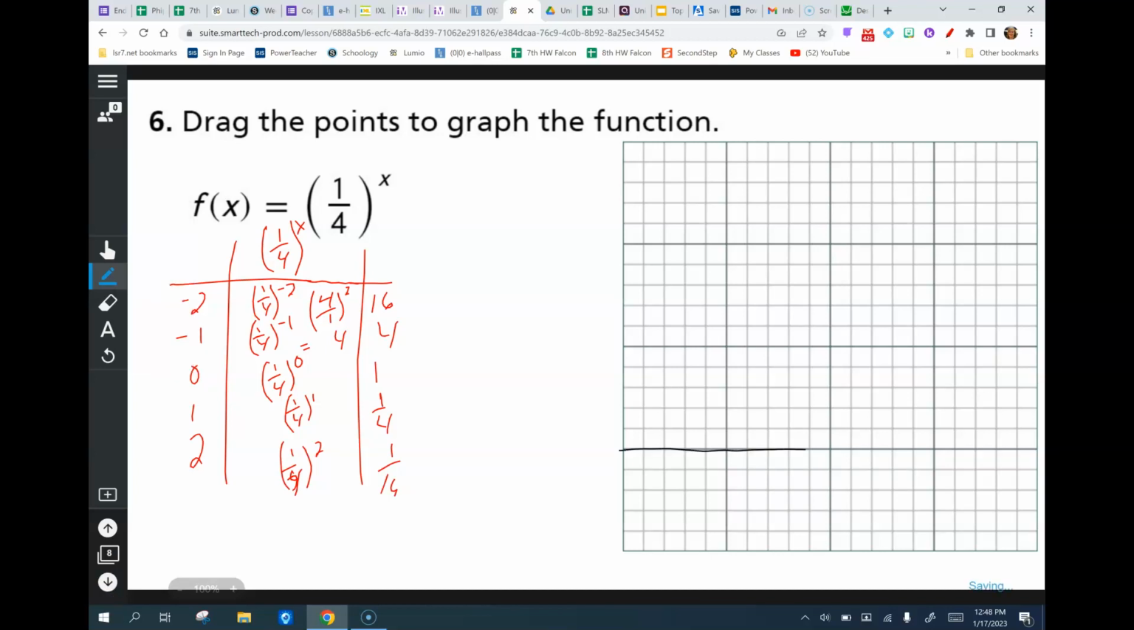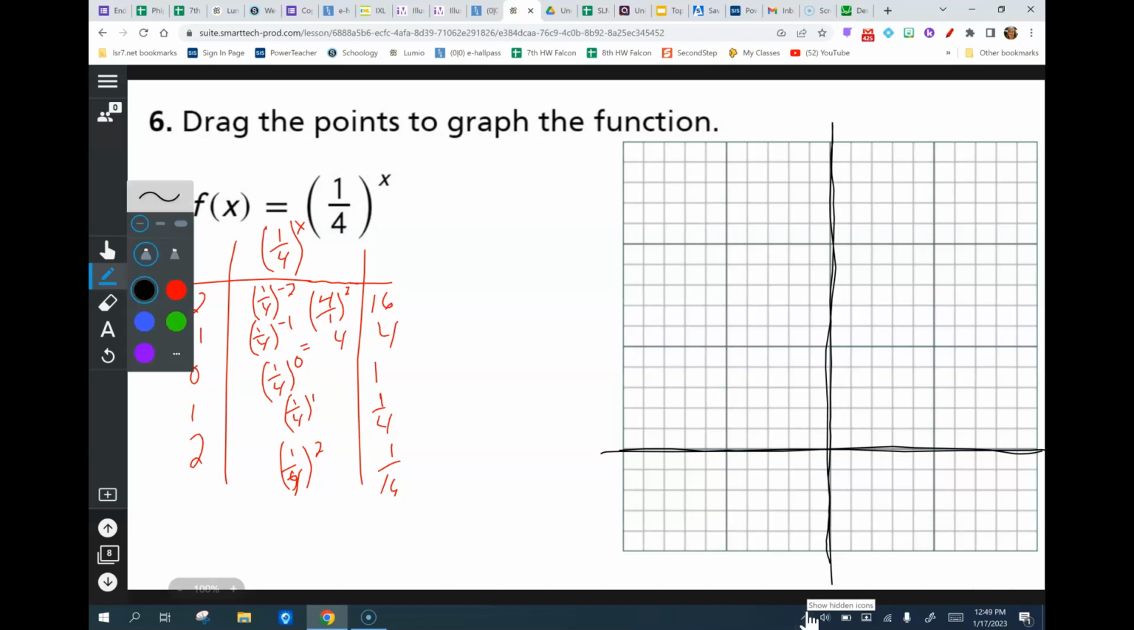Okay, so I'm going to draw my axis in a different location. I'm going to pull it all the way down here and see if I can make it work. So we're going to pull our axis down a little further. And because it is a fraction, you can probably tell what's going to happen with it. But let's plot our points to make sure.